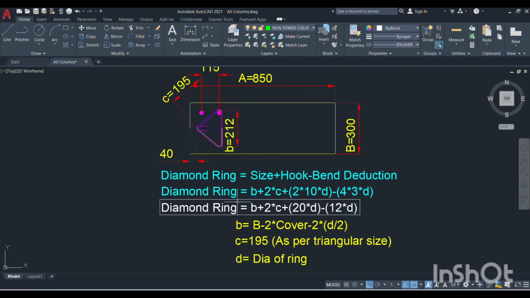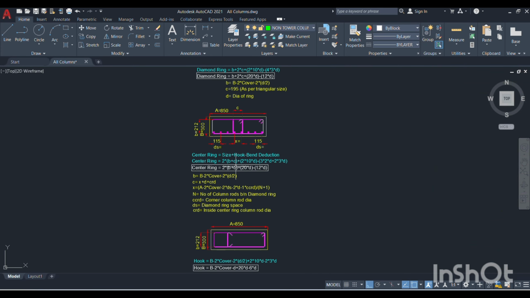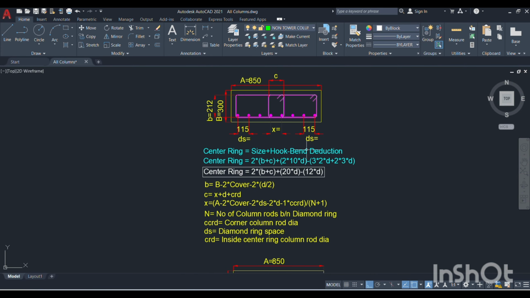So this is the diamond ring formula. Next, the center ring formula. We are going to calculate this center ring formula. To calculate it, we need some two to three inputs to calculate this X and C. So what we have to do first: this is the capital longer side, A is equal to 850 mm. From that A we calculate C and then X.